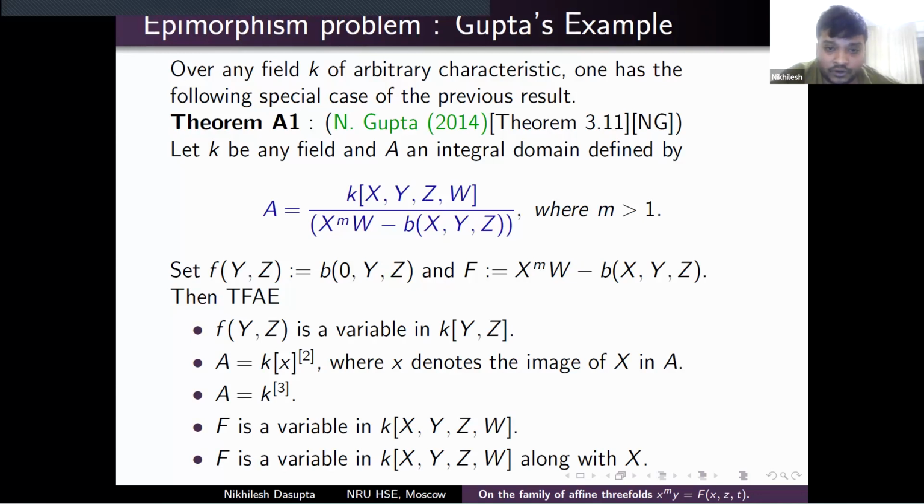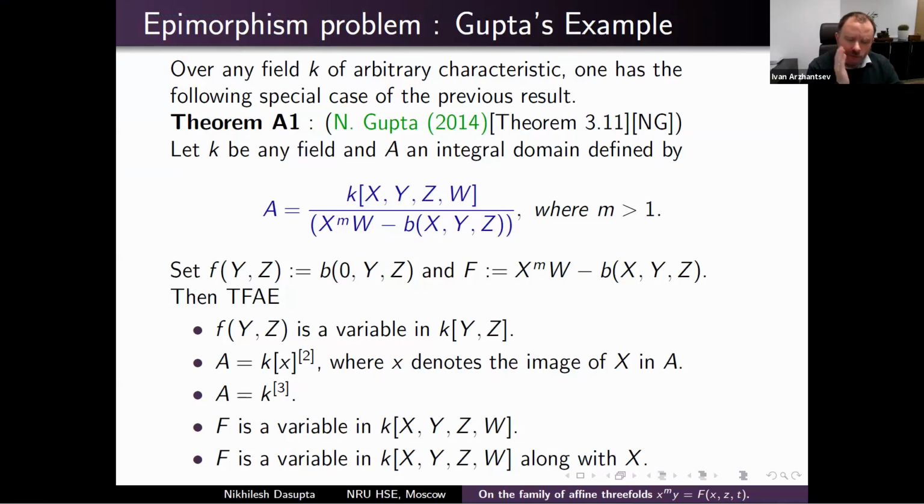Maybe I pause for two or three seconds so that you can look at the conditions. So the main thing is deciding what is f(y,z). You plug in 0 and check whether it is just a line or it is more than a line, whether it is a variable or something, and it is over any field. Any questions till now, or should I proceed?